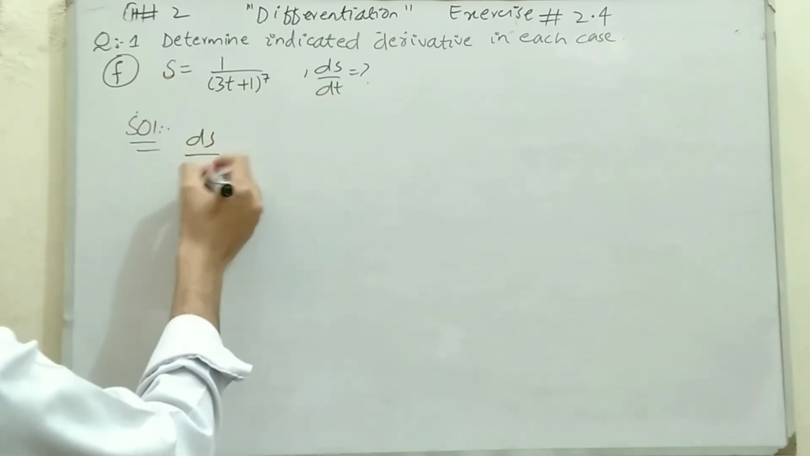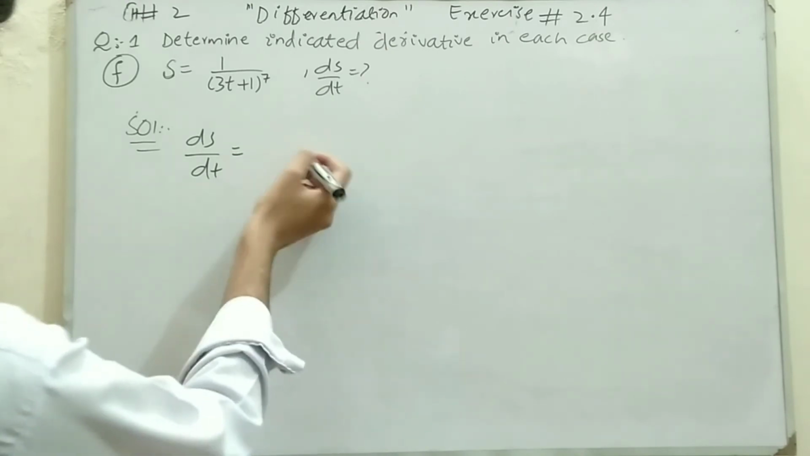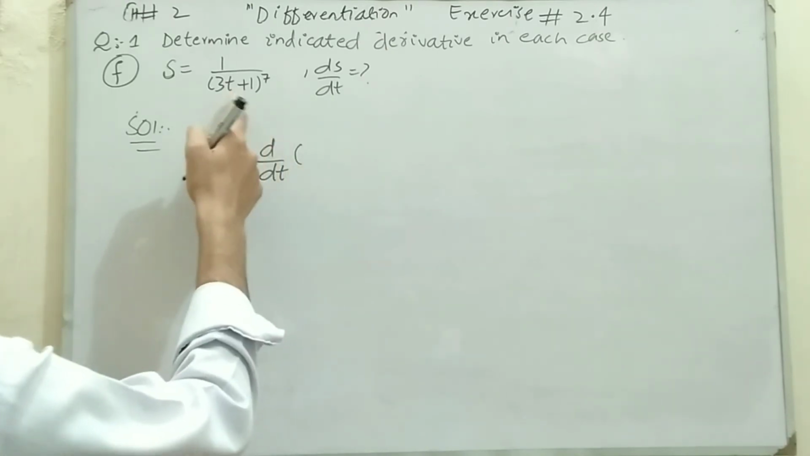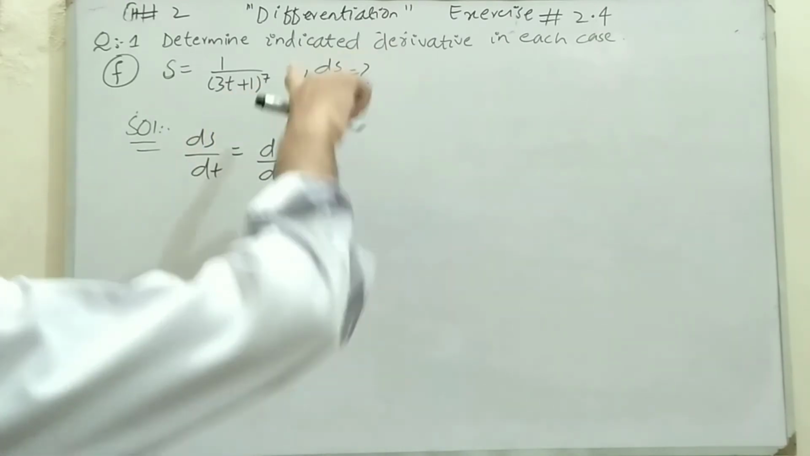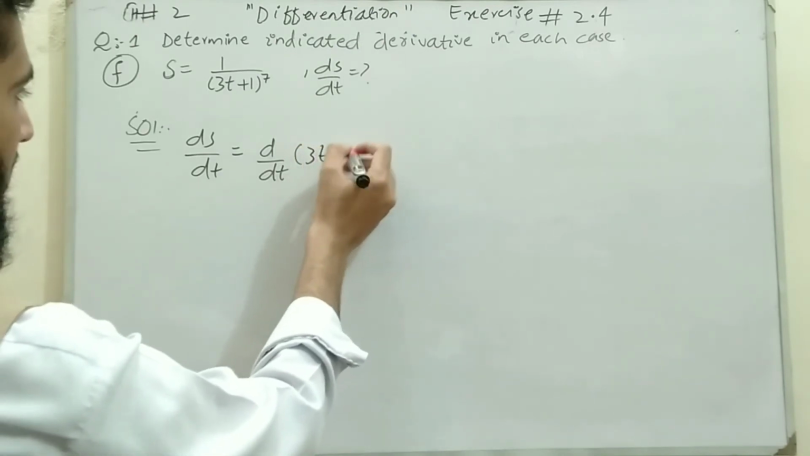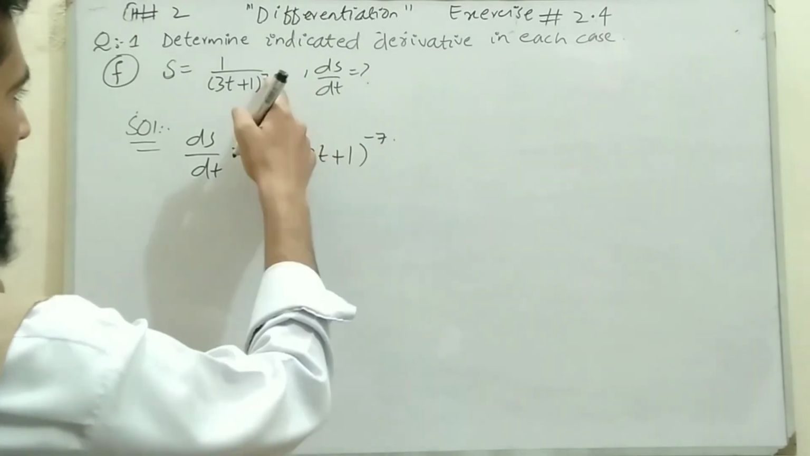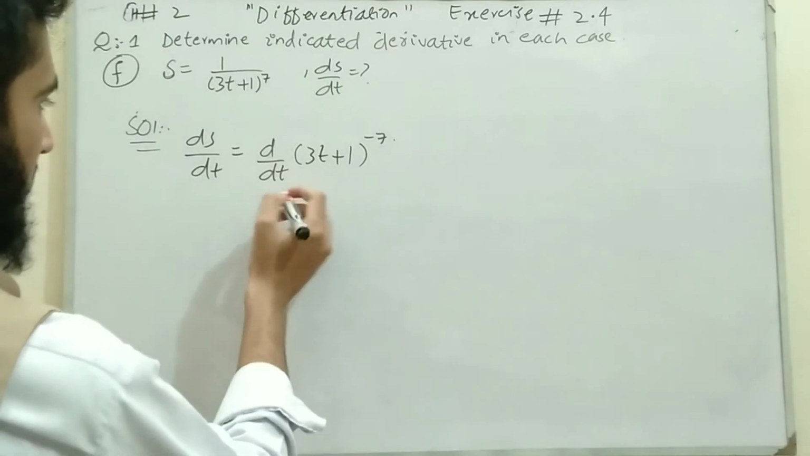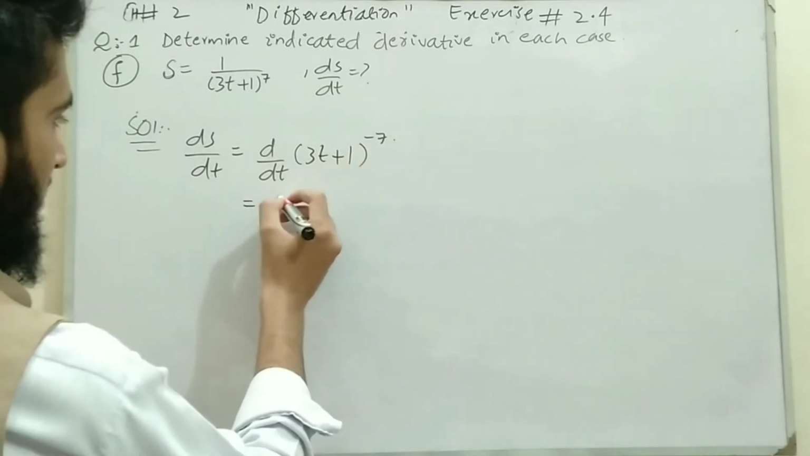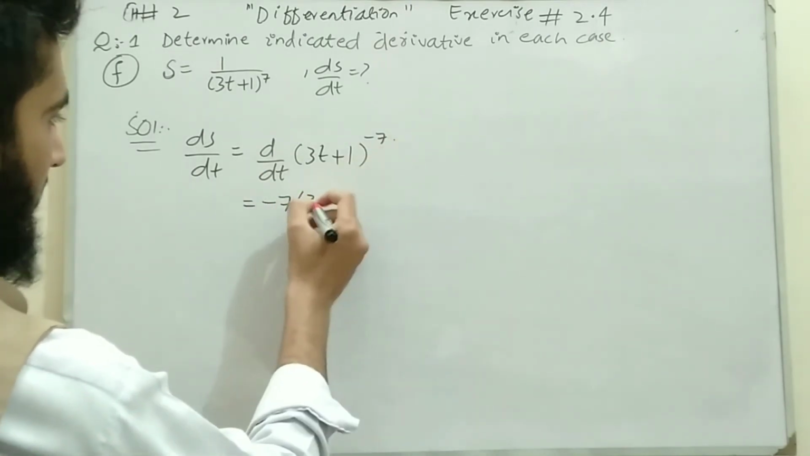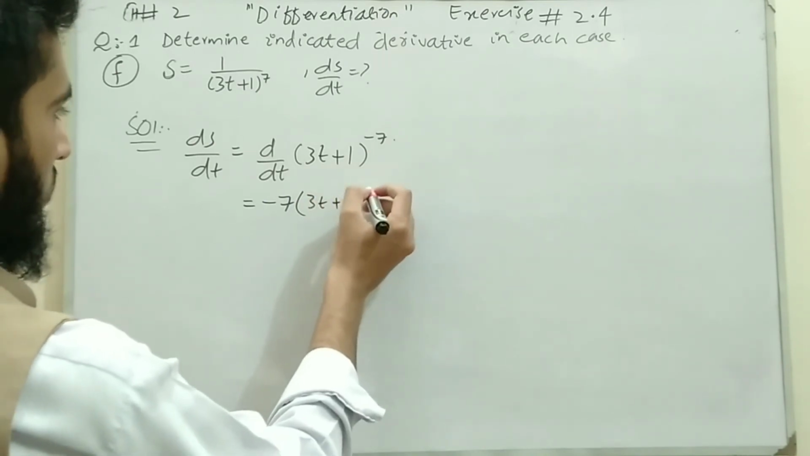So it becomes ds by dt. So differentiating with respect to t, it is 3t plus 1 whole raised to power 7. By moving to the numerator it becomes 3t plus 1 whole raised to power minus 7. The power sign will change. So after this, taking the derivative, minus 7 will come to the front and subtract 1 in the power. It becomes 3t plus 1 whole raised to power minus 8.